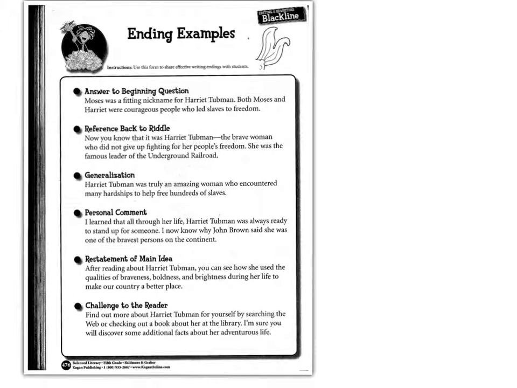Here is a sheet where you can choose from a lot of different ending examples. You can answer the beginning question. So if you were starting off your essay with a question, you can put an answer as your conclusion. You can reference back to a riddle. So if you were using a riddle in the beginning, you can reference back to it. You can make a generalization. You can make a personal comment. This is one that I used in my own example that I'm going to show you at the end of this. You can restate the main idea of your essay, or you can provide a challenge to the reader.